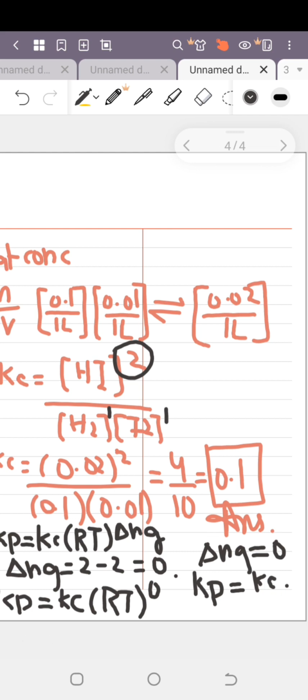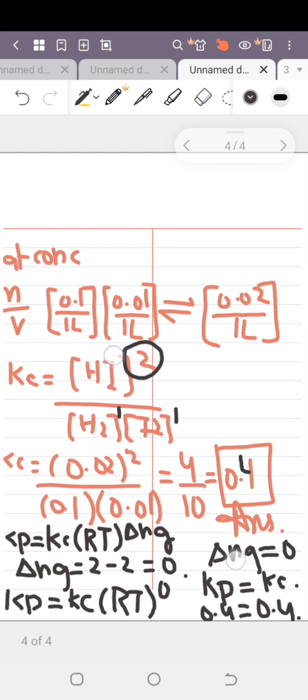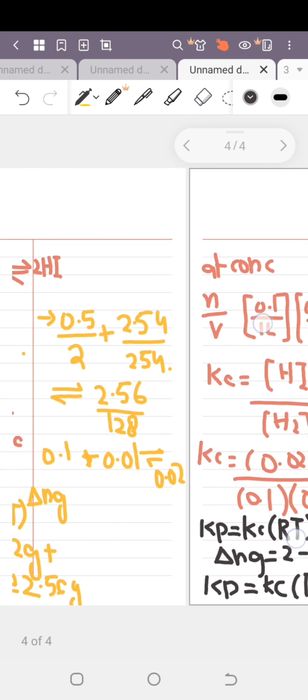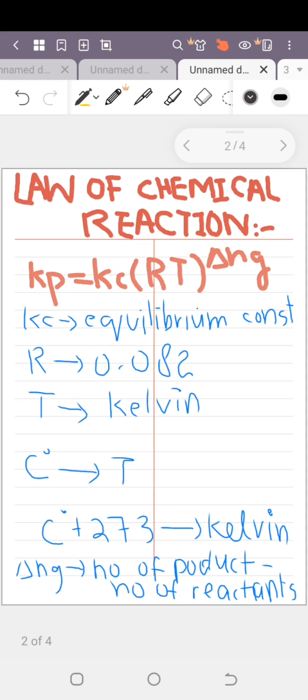Here Kc was 0.4, not 0.1. So if Kc equals Kp, Kp will also be 0.4. Both are 0.4. I hope from this question you have learned how to find both Kc and Kp in one problem.